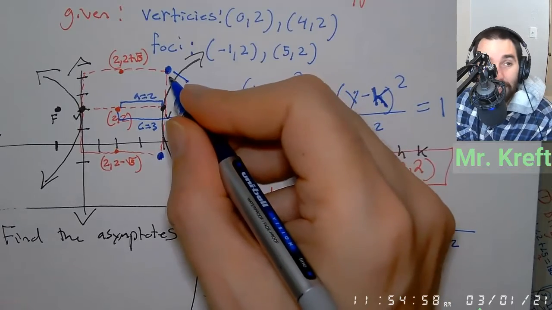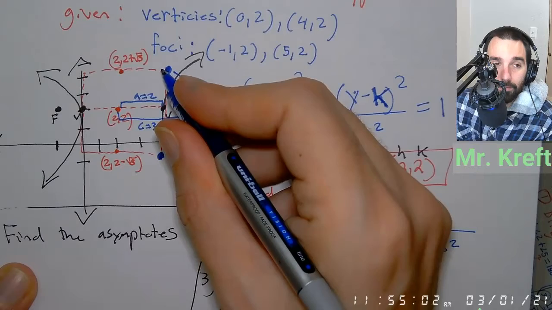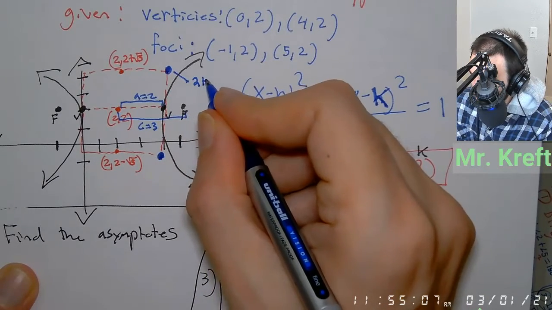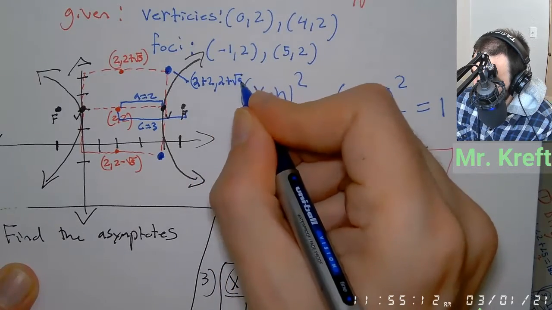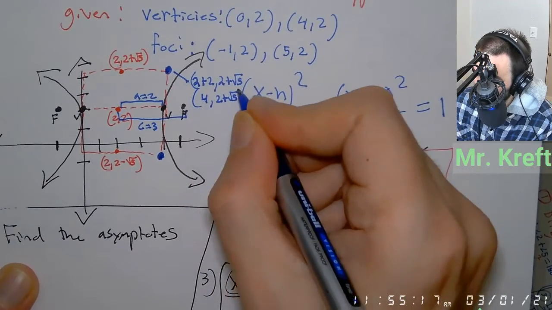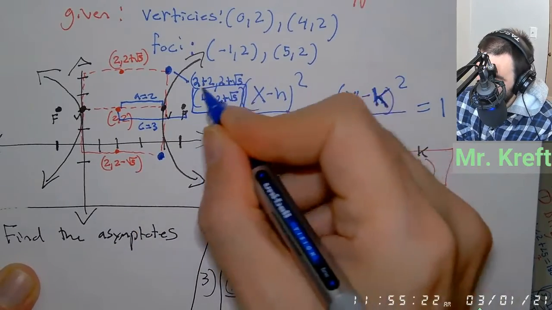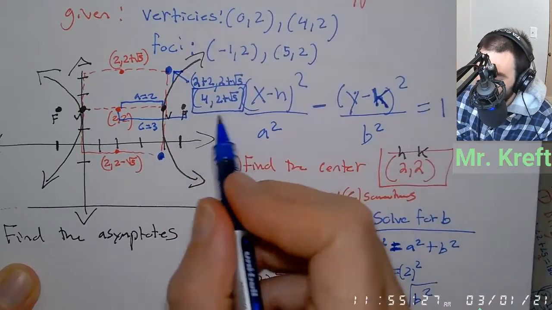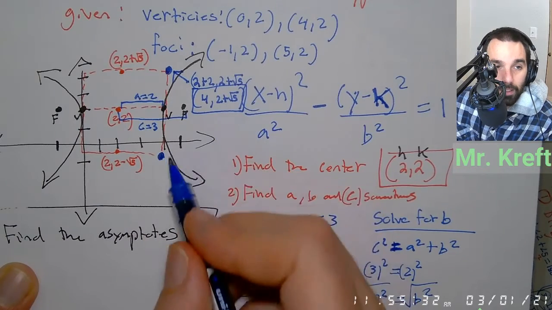So I'm going to find the coordinates for these. This point in the upper right, I'm going to be adding A and I'm going to be adding B. So it's going to be 2 plus A, which is 2, and it's going to be 2 plus root 5. So I would write this as 4, 2 plus root 5. Okay, so there's one of my points. That's this point right up here.